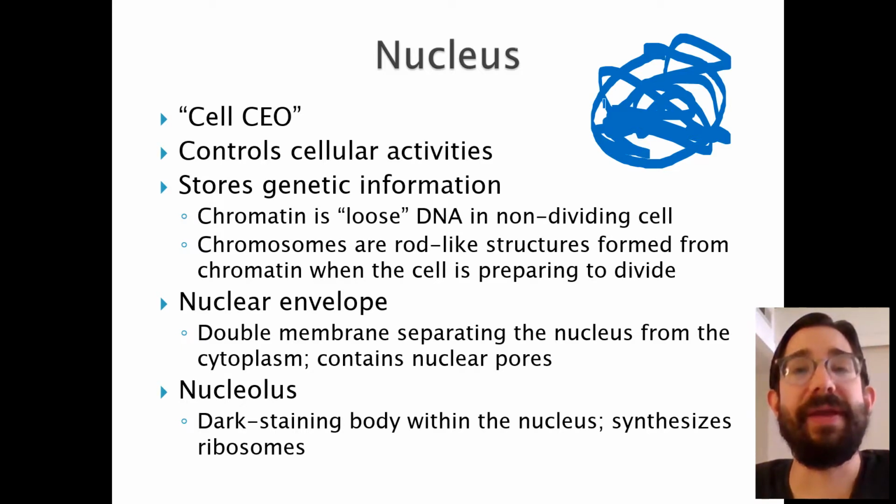The nuclei also have a nuclear envelope. It's just like a plasma membrane around the nucleus. It has pores in it so things can enter and exit the nucleus. And a nucleolus, a small dark staining body within the nucleus. And this is where ribosomes are made. And ribosomes, we'll talk about soon, make proteins, which do almost everything for your body.